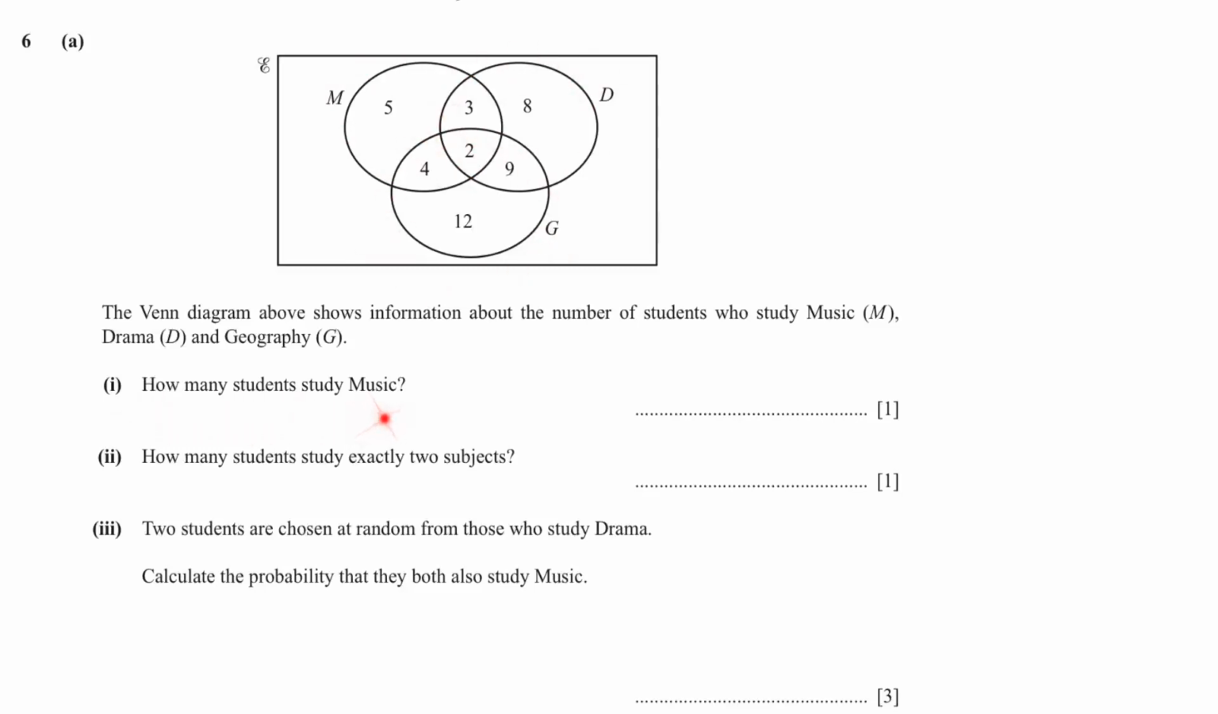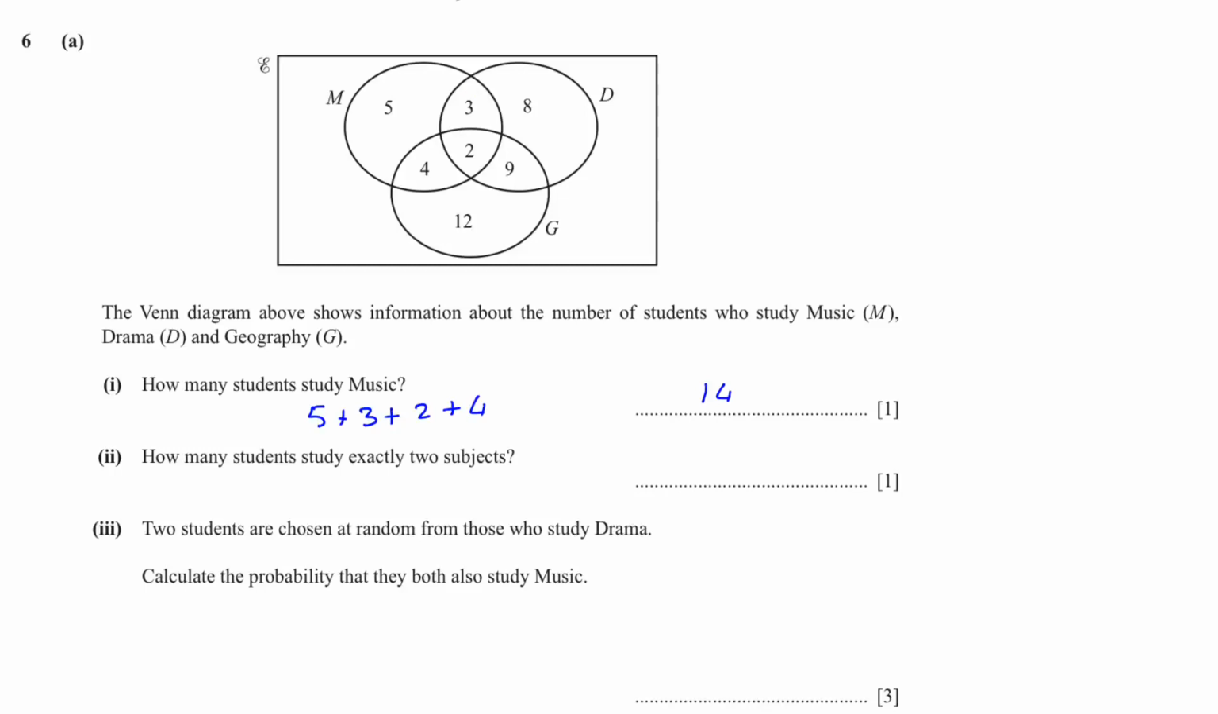How many students study music? This whole circle is for music, so we will add the numbers together. 5 plus 3 plus 2 plus 4. 14 students.